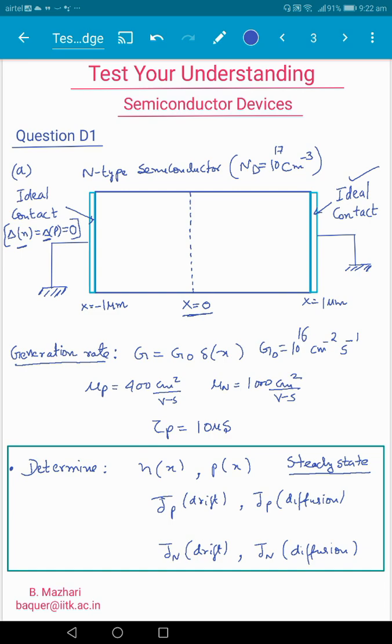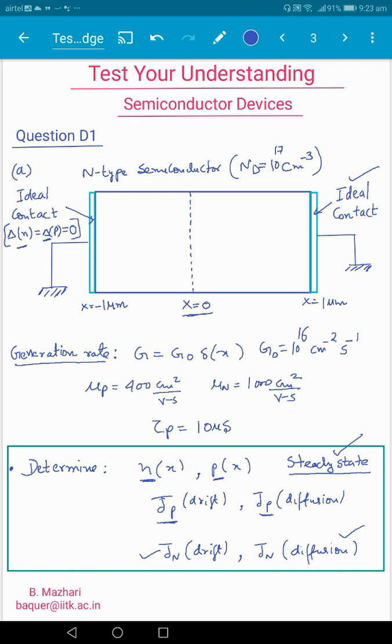You have to determine what is the electron density, what is the hole density, what is the hole drift current, what is the hole diffusion current, and similarly what is the electron drift current and what is the electron diffusion current. And all these quantities have to be determined by assuming that the semiconductor is in steady state. Right, so that's the problem. And so basically a test of, as I said, your ability to apply the continuity equation and make suitable approximations and obtain the answer.